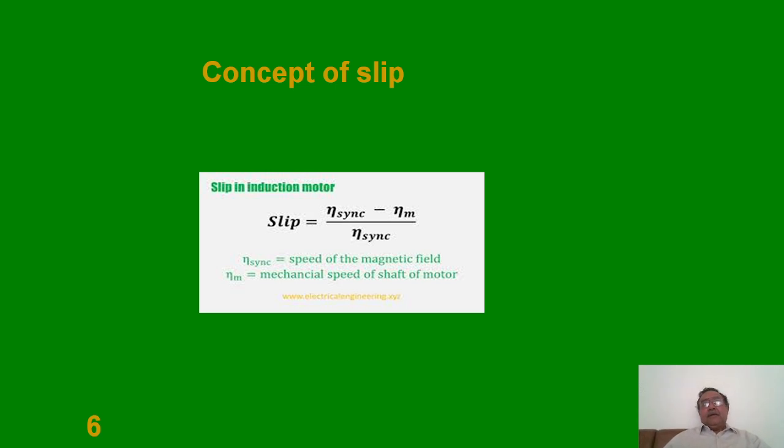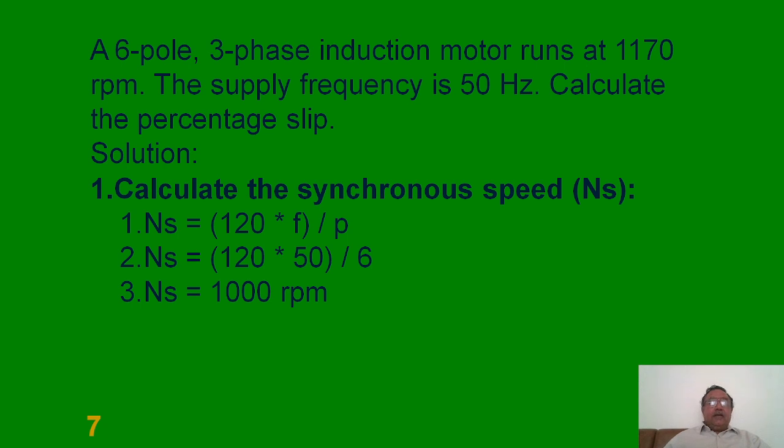The slip is nothing but a concept introduced to accommodate the difference between the synchronous speed and the motor speed, and mathematically it is defined as the difference between synchronous speed and motor speed with respect to the synchronous speed. If you want to express it as a percentage, multiply this formula by 100 and you will get the percentage slip. So we will understand this slip concept through a numerical. Now slip can be positive and negative. When it is positive and when it is negative, we will discuss in the next class. But for the time being, let us take a numerical.